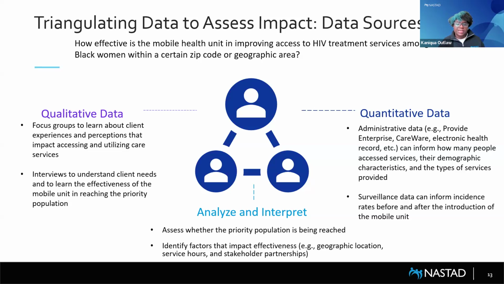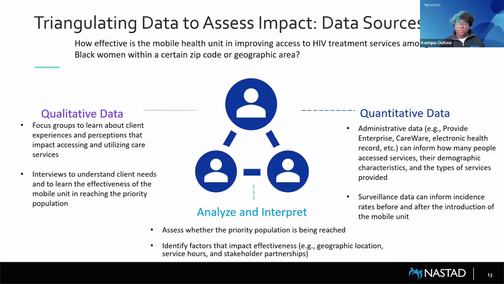The goal here is to really talk about using a variety of approaches and data sources to help answer that evaluation question and assess impact. So by combining the qualitative data, i.e. interviews or observations, with the quantitative data, for instance, specific data from Provide Enterprise, CAREWare, electronic health records, however you're using to maintain or deliver that service, that's going to help you assess whether or not the priority population is being reached and identify factors that might impact the effectiveness of that resource.